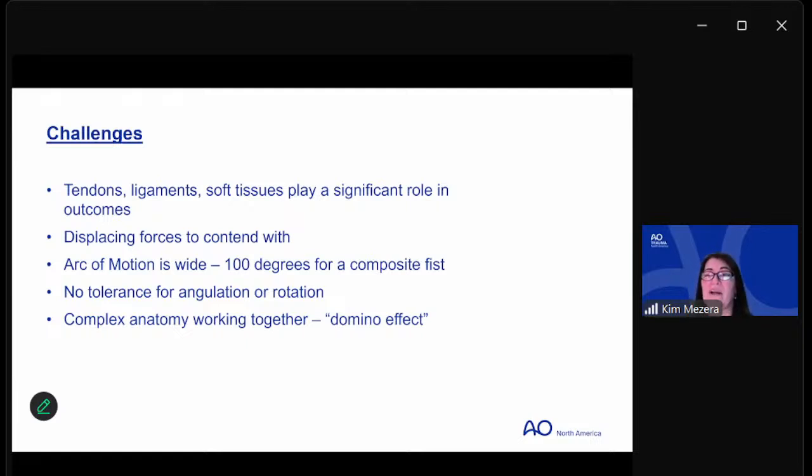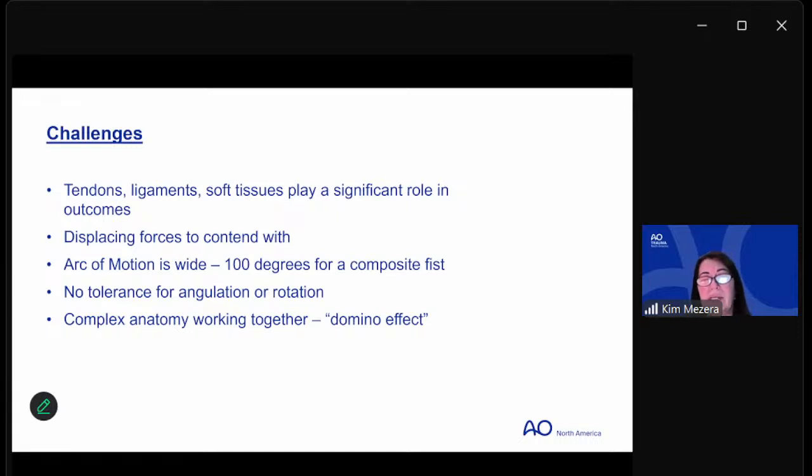When you have a phalanx fracture, it's actually more than just a bone. So we know the arc of motion is very wide when you think about making a full composite fist and what has to happen for all that complex anatomy to work together. So when one part of the system goes down, it creates a domino effect, which then can be challenging to fix on the back end.